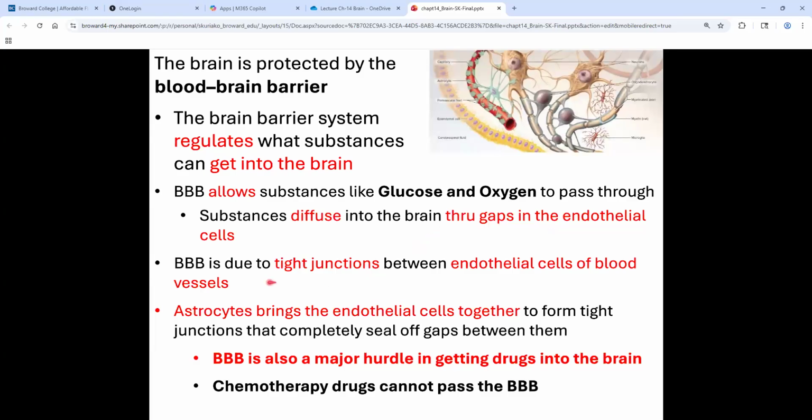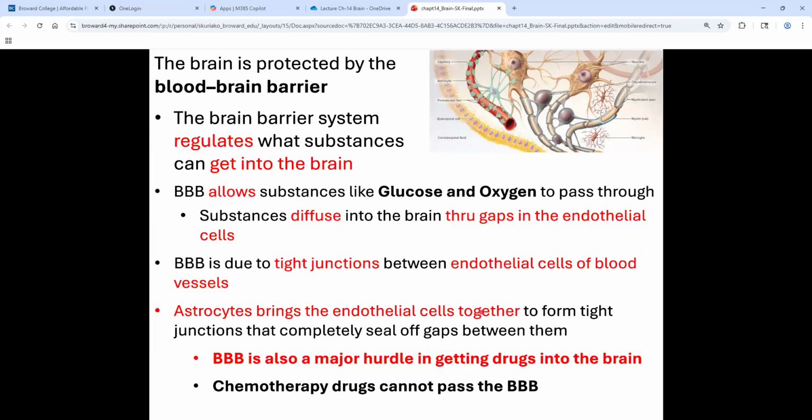But the blood-brain barrier actually makes these junctions very tight. It's called a tight junction. That is a junction between the endothelial cells, right? And what makes it tight is the astrocytes. You remember the astrocytes? It's one of the glial cells. In the nervous system, you have neurons and you have glial cells. And of the glial cells, one is the ependymal cell, which we just discussed. Another one is the astrocytes.